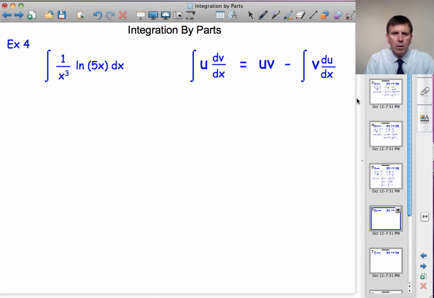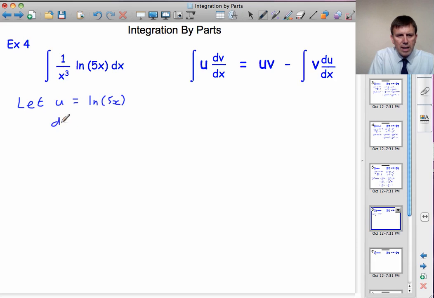Example 4. We'll have another look at an example involving the log function. So this time integrate 1 over x cubed multiplied by log 5x dx. Again, we let the log function be the u. So let u equal log 5x.